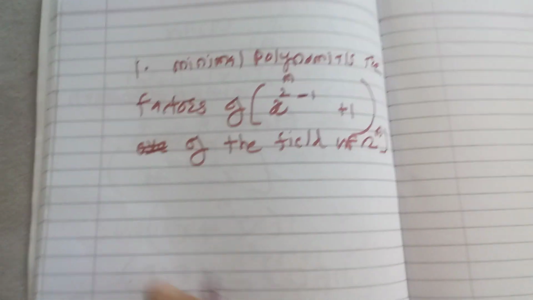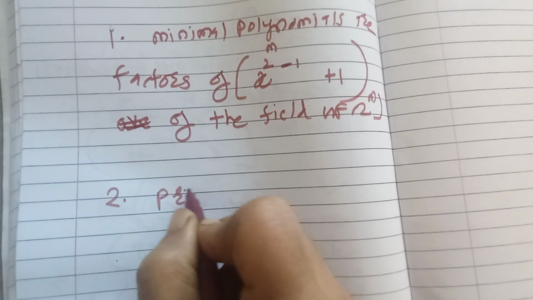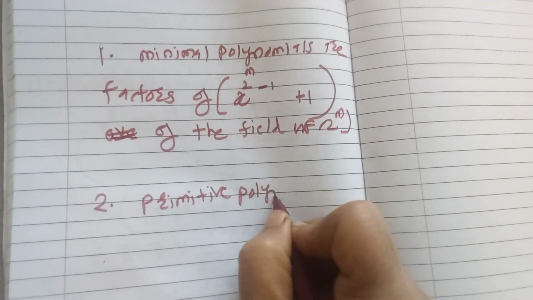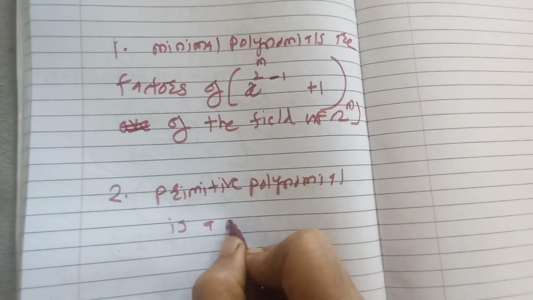Then the second point is: primitive polynomial is a minimal polynomial.